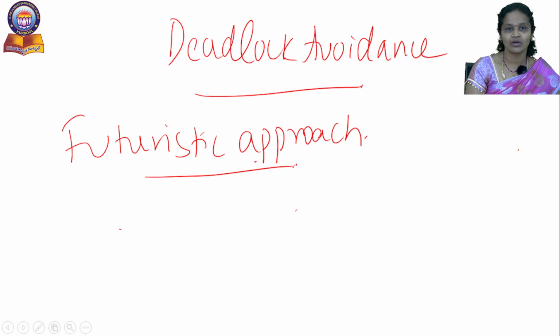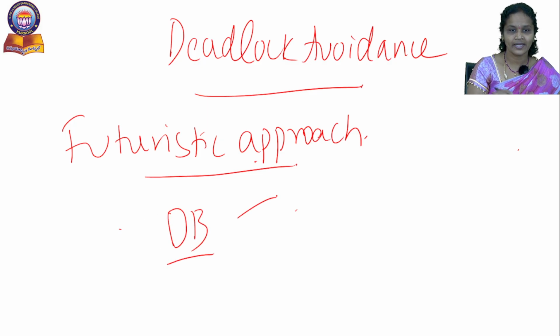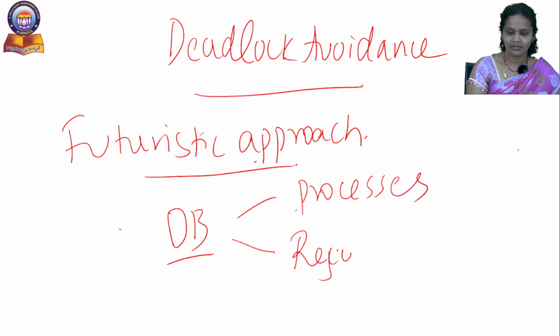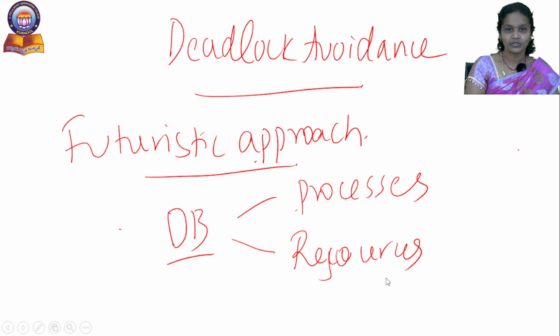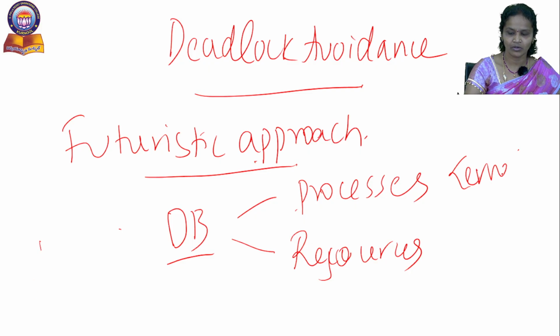Here in deadlock avoidance, the system maintains a database, and what the system maintains in the database is the set of processes which are trying to use the resources. So the system will be maintaining the database. In the database we have processes as well as the resources. This information will be maintained as a database.